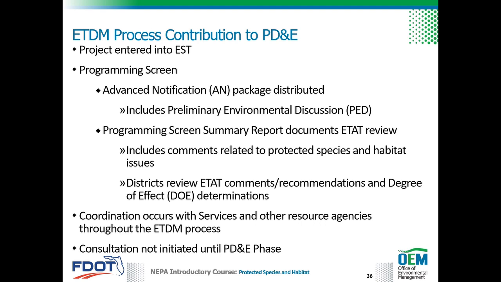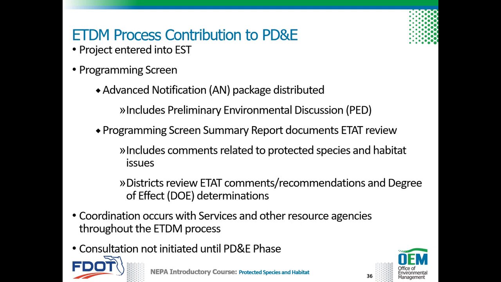As ETAT members, the services and FWC review the project, respond with comments, provide a species list, and identify any critical habitats within the action area. The ETAT should provide focused comments and actionable recommendations to avoid or minimize potential effects to protected species and their habitat. They should also identify potential permits, compensatory mitigation opportunities, technical studies, and other items within their jurisdiction or responsibility.